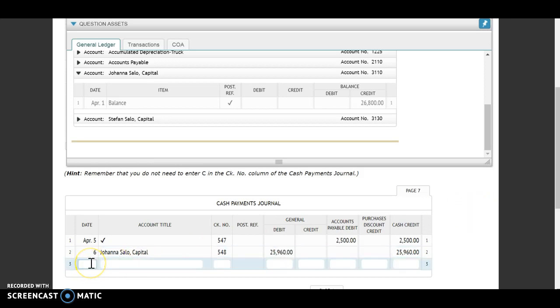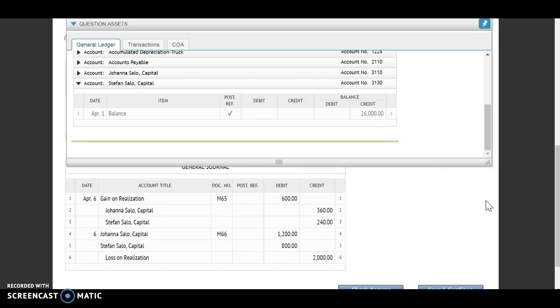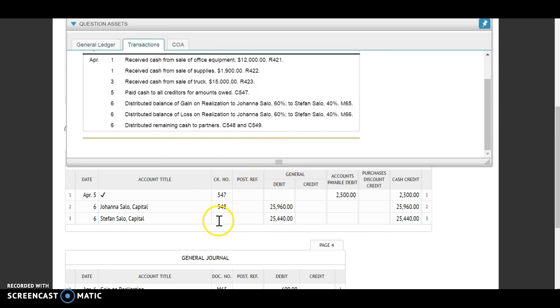Okay, we're going to do the same thing for Stefan. So when we look at his capital account, he has $26,000 in there. Scroll down. He had a gain of $240. And then he had a loss of $800. So he's going to be getting $25,440. We're going to credit cash that much because we're writing a check to him. And that check number we will use is check number 559.